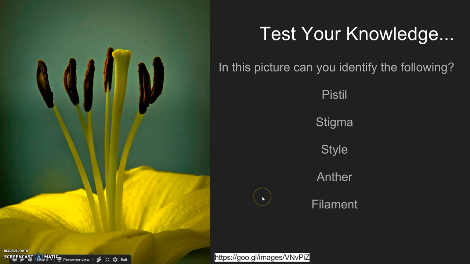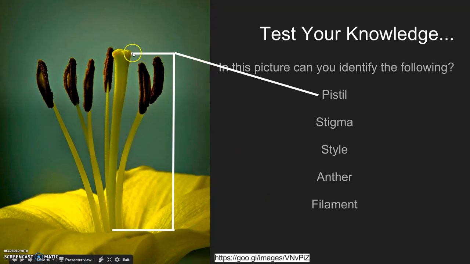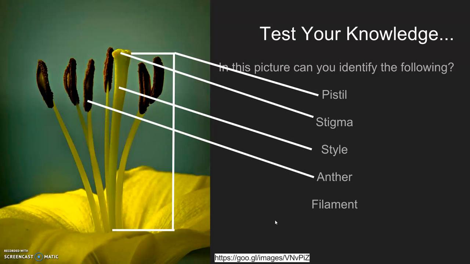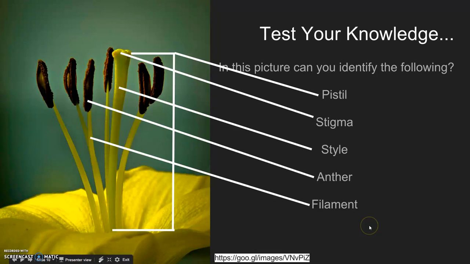All right, here we go. Let's give it a shot. So this part, again, all together, the whole top part, you can't really see the ovary down there, makes up the pistil. Okay, the stigma, again, is the sticky top. The style connects the stigma down to the ovary. Now we're reviewing back into the male reproductive parts, and the anthers where the pollen is produced, and the filament is the stalk that holds it up. How'd you do? All right.